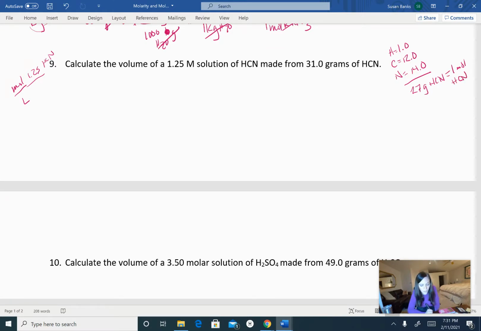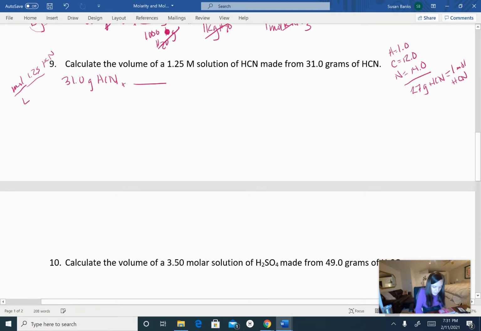Okay, so let's start with our grams. We've got 31 grams of cyanic acid, and I want to get that to moles, right? Moles is what I'm after. So I'm going to use my molar mass here. I want my grams to cancel, so I'm going to put my grams on the bottom. 27.0 grams of cyanic acid will give me 1 mole of cyanic acid. Okay, so my grams cancel out.